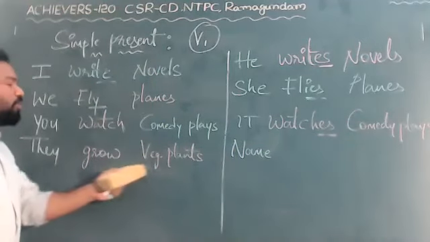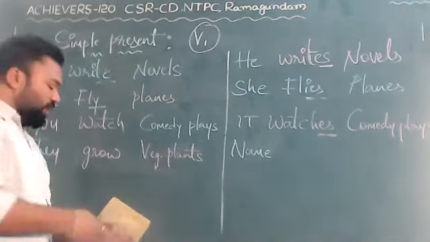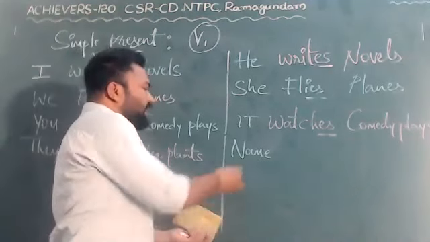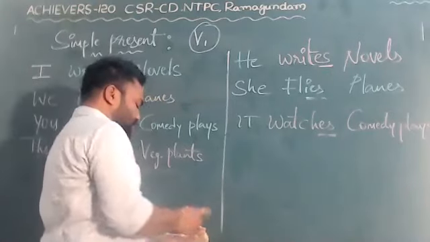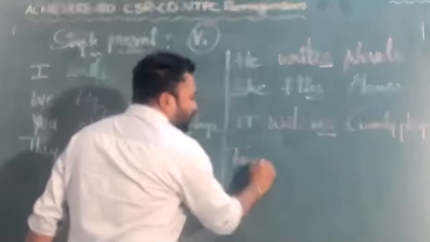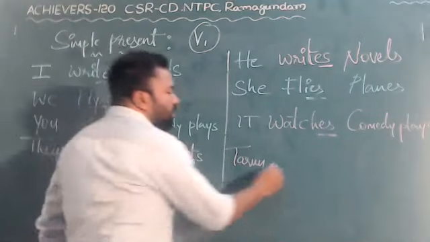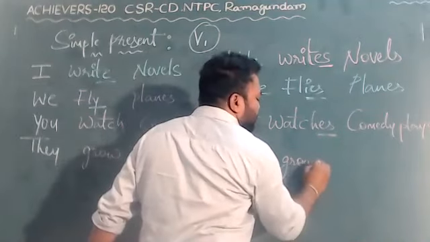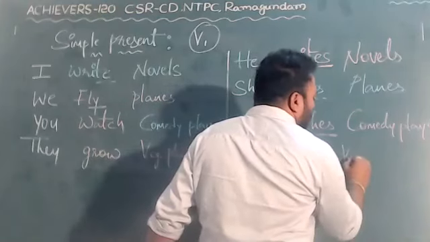Next, they grow vegetable plants. They grow what? They grow veg plants. So here I'm writing students in spite of name. I'll write my name. Tharun. Only Tharun. It is a singular word. Yes, Tharun grows.